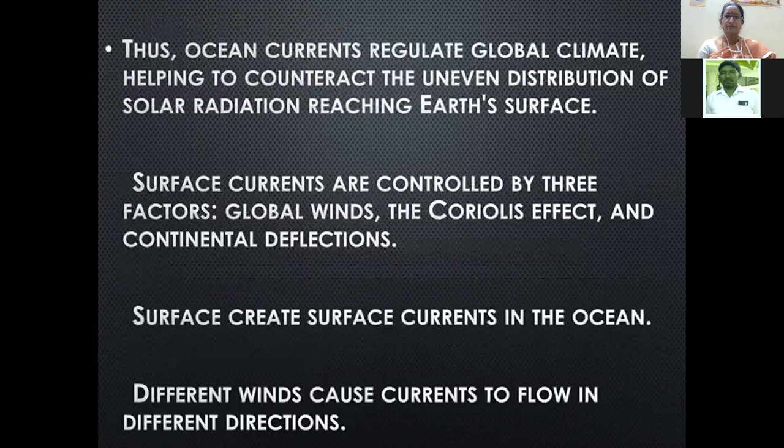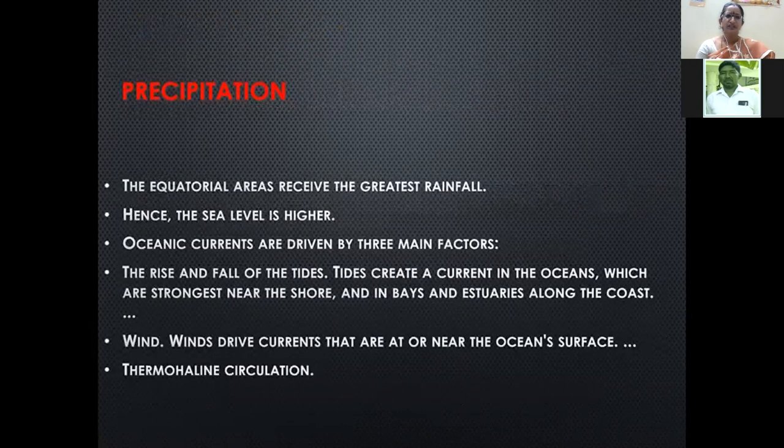How is precipitation affecting the currents? The equatorial areas receive the greatest rainfall. As we know, if we observe the Africa map, where the equatorial region is there in Africa, we find the equatorial evergreen forest because it receives continuous, heavy rainfall in that region. The total equatorial region in the world receives more rainfall. Hence the sea level is higher over there. Where the sea level is more and where the evaporation is more, there the precipitation is also more.